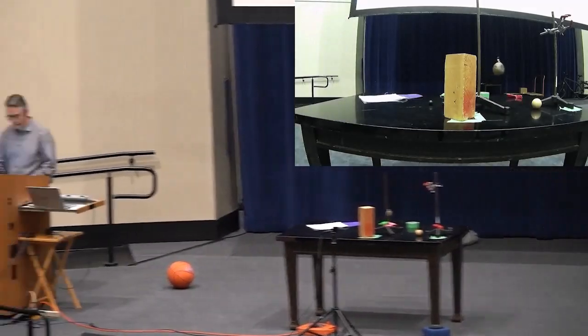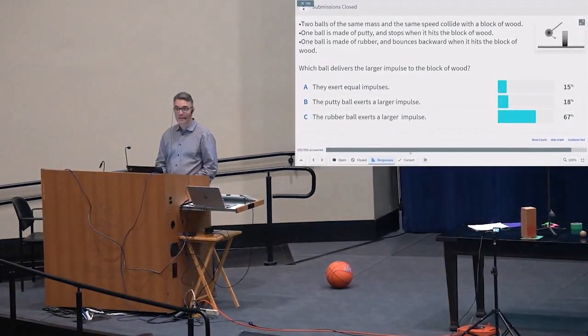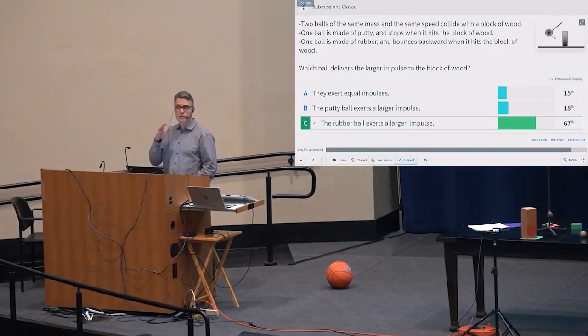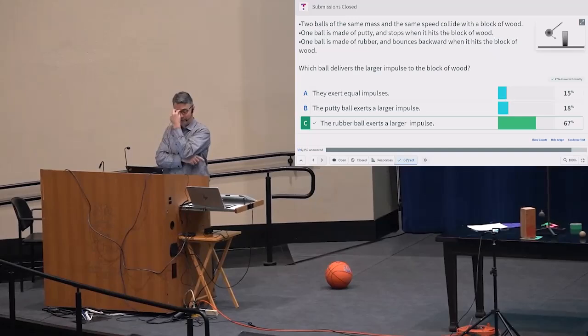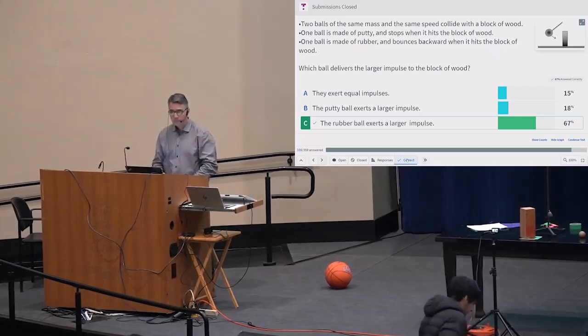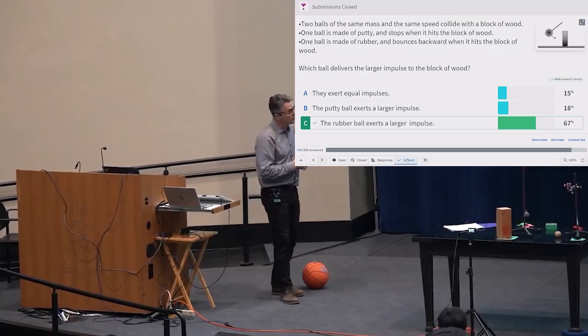So presumably the rubber ball exerted a larger impulse. I don't know if you guys like that or not, because it didn't bounce, right? All it did is stop. So when you bounce, there's twice as much impulse needed. It's kind of equal and opposite impulse on the ball from the wood and the wood on the ball. But just bouncing takes twice the impulse is the concept here.